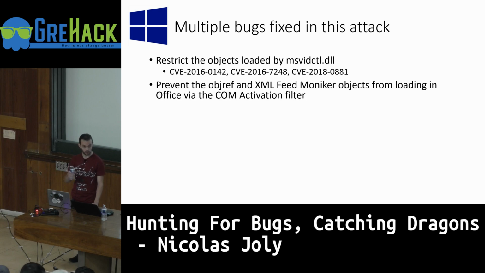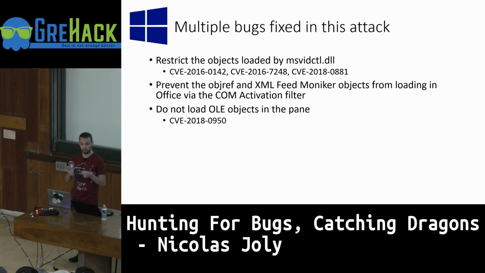So we added the ABRef and the XML feed monitor. Another one is do not load objects in the pane. Not saying the preview pane, so just the pane in general, because if you hit reply or forward, then you might hit some different code in Outlook that is not necessarily covered by the preview pane. It was possible, for example, to get an RCE at some point with the equation editor bug just by replying to that email. So it was quite bad.